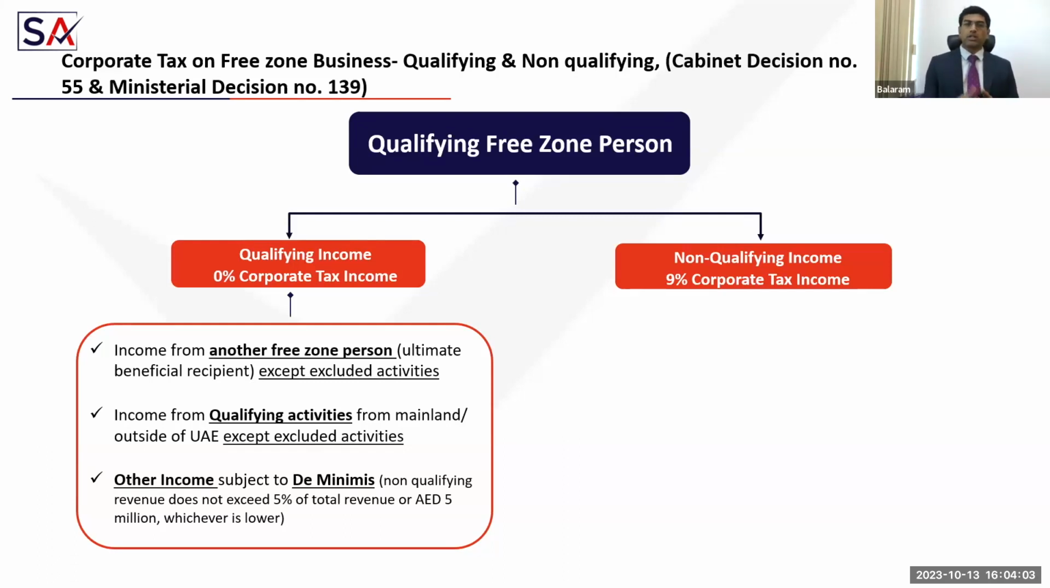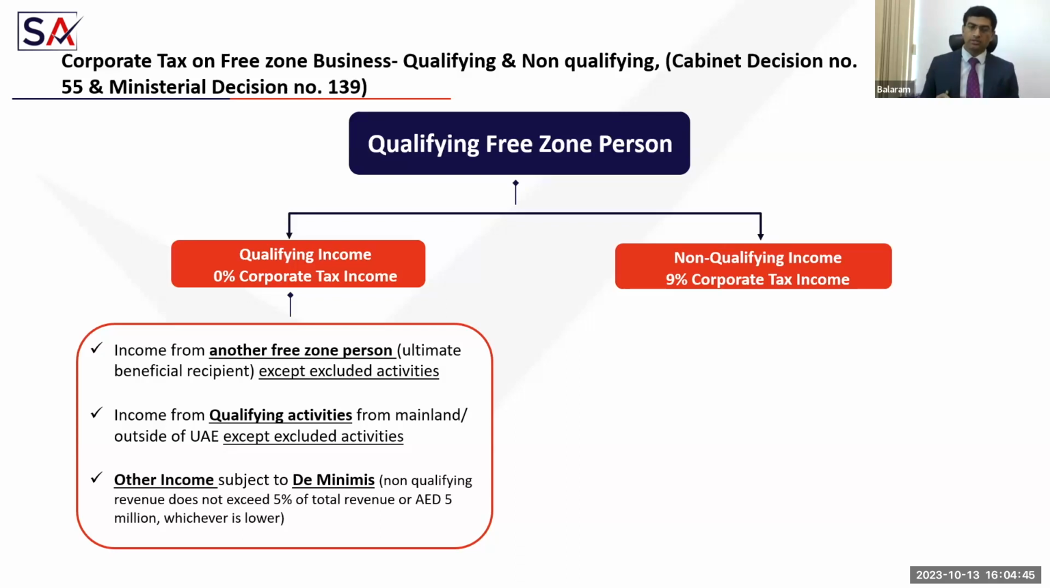And any other income which is not part of the above two, but that is very minimal. When I say very minimal, it is less than the de minimis threshold. So what is the de minimis threshold? The de minimis threshold is non-qualifying revenue not exceeding 5% of total revenue or 5 million. The lower of these is considered as de minimis. So if you have other income which is not part of the above two, but is less than this de minimis threshold, then it will also be considered as qualifying income. Another way to say this is that if a free zone company is conducting qualifying activities, you can have income from any entity, and that is considered qualifying income.